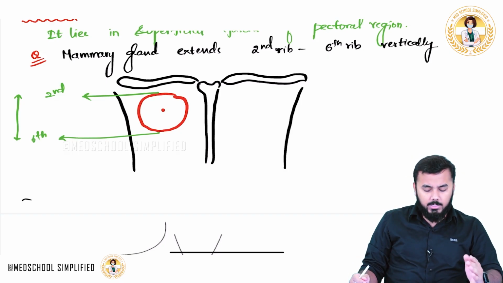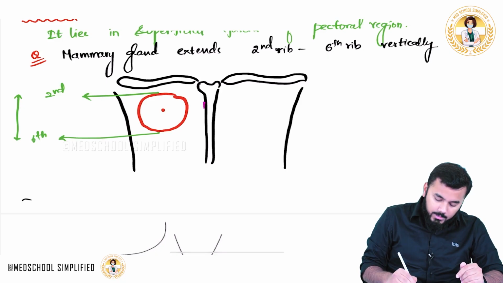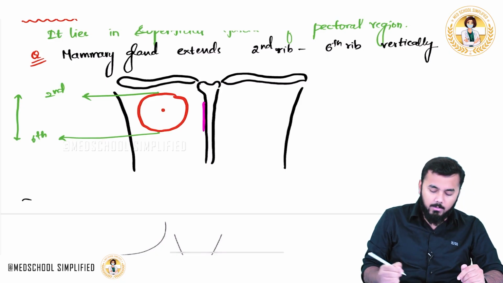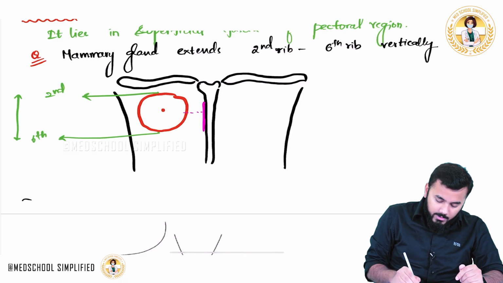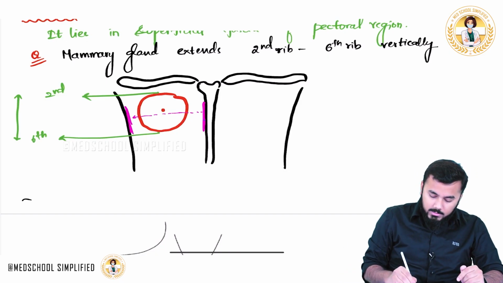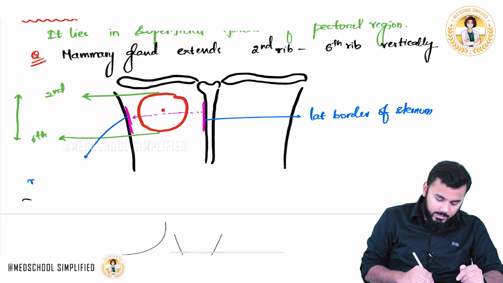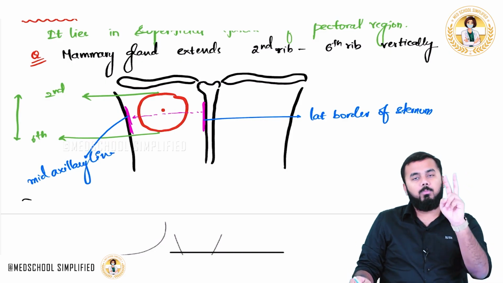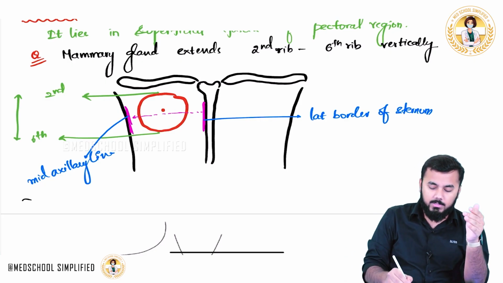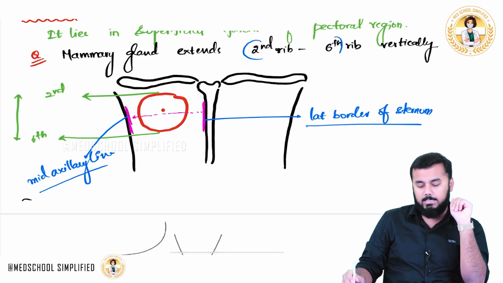Vertically, the breast ranges all the way from the second rib till the sixth rib, but horizontally it ranges from the lateral border of the sternum, this pink colored thing, all the way till the mid axillary line. So they are going to ask you two important things: vertically it ranges from the second rib till the sixth rib, but horizontally from the lateral border of the sternum till the mid axillary line.